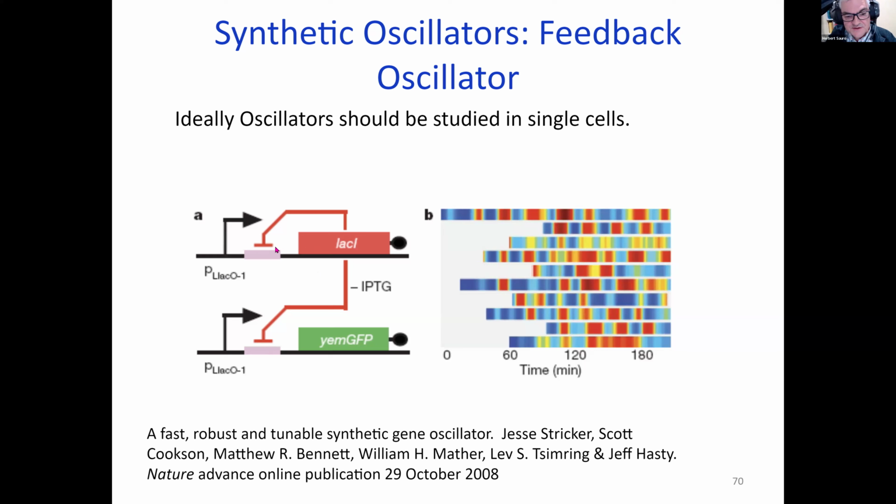Here's one from Jeff Hasty. He built a feedback oscillator using LacI. You may be thinking there's only one gene here, so how can you get oscillations? You said we had to have at least 3 steps. Well, of course, between the gene and the transcription factor, there's a lot of stuff like ribosomes, RNA polymerase, and so on. And they provide enough steps to give you the delay, and so it oscillates.